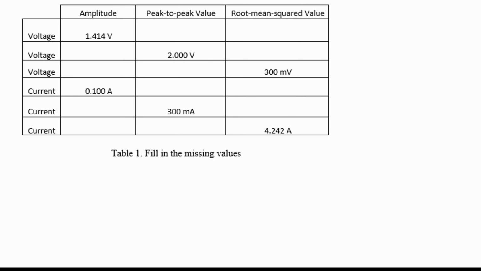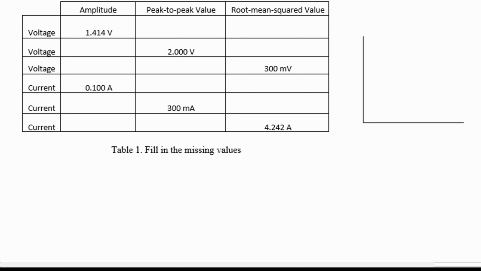In this problem, we're given 3 voltages and 3 currents in a table. We need to find the missing values. Sometimes we're given amplitude, sometimes we're given peak-to-peak value, and sometimes we're given root mean squared value, but we've got to find the missing ones. So we're going to start this off by looking at how this works.